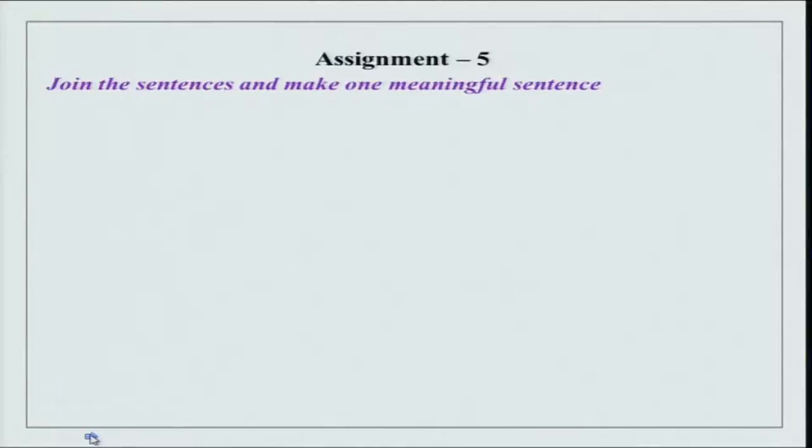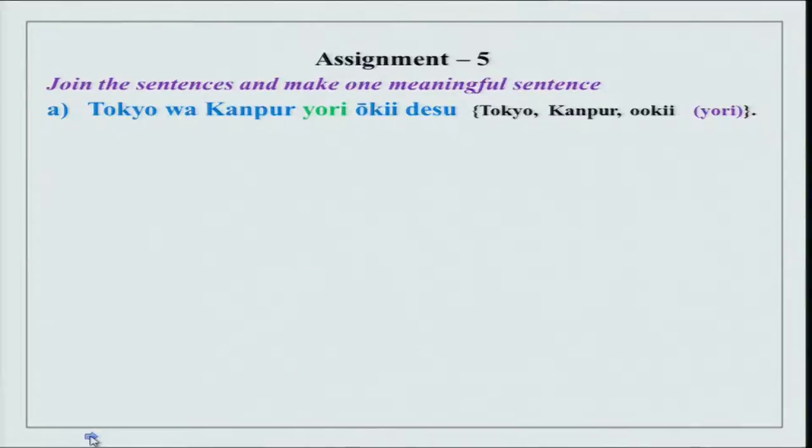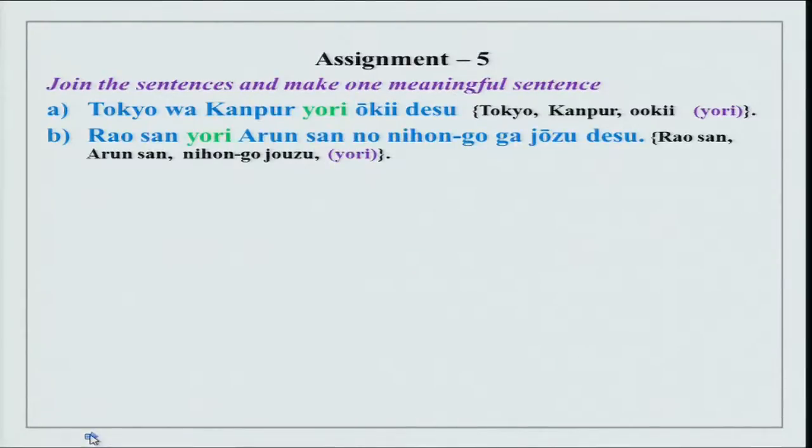Join the sentences and make one meaningful sentence. Well, there were some words for you and you were to join and use yori, which was given, and make one proper sentence. We did yori in our last lesson. So let us see what you have done. Tokyo wa Kanpur yori oki desu. A wa B yori. A is whatever the adjective says and more than. So yori is more than. Then Rao san yori Arun san no nihongo ga jozu desu.